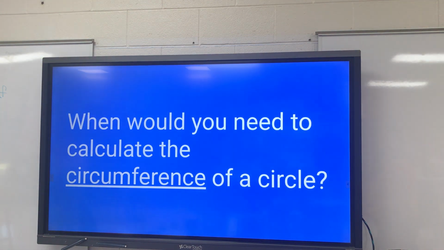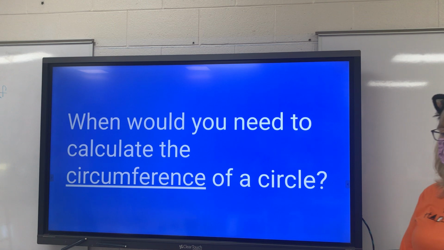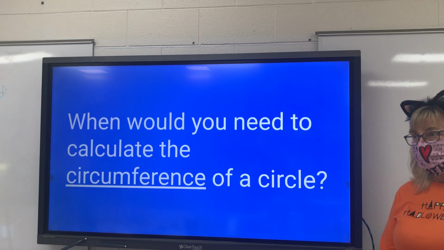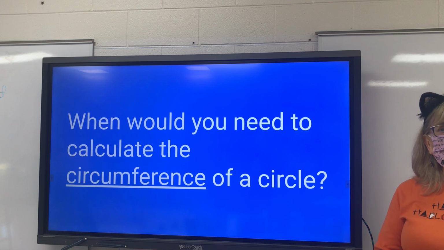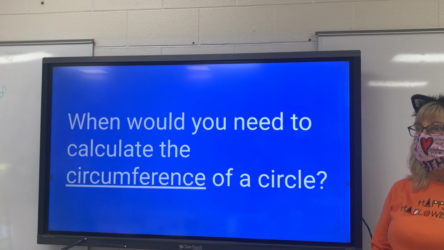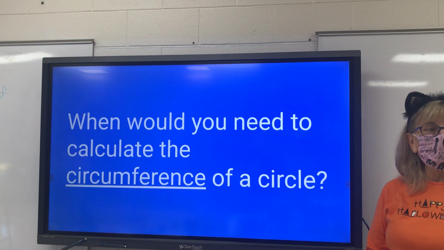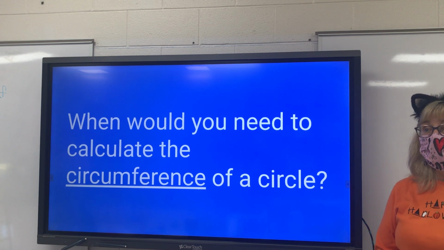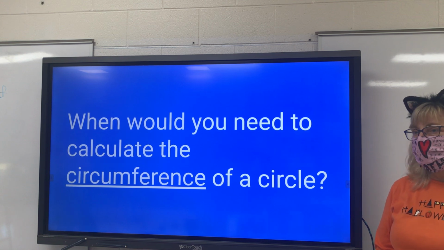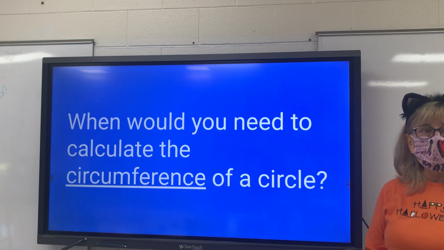All right. When would you need to calculate the circumference of a circle? Jahan? Perimeter of a circle. When we want to know the perimeter of the circle, okay? When we want to know the distance around the circle. So if we were thinking of a circular garden and we wanted a fence, that would be circumference, right? What other example can you think of when you would find circumference?